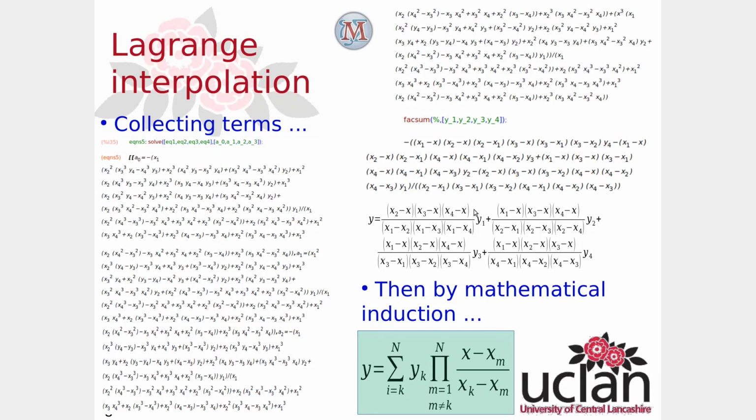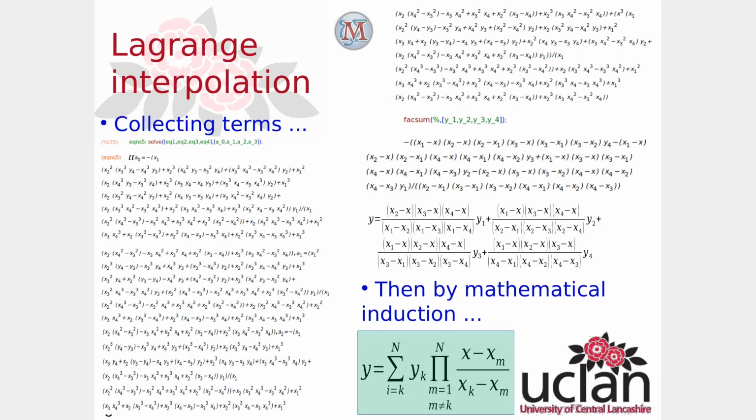If y1 is used, you don't use its x1; on top you have x2 minus x, x3 minus x, x4 minus x, and on the bottom it's always x1 minus x2, x1 minus x3, x1 minus x4. So if we move on to y2, you'll see on the top x2 isn't used, only x1, x3 and x4, and on the bottom you've got x2 minus x1, x2 minus x3 and x2 minus x4, and so on.